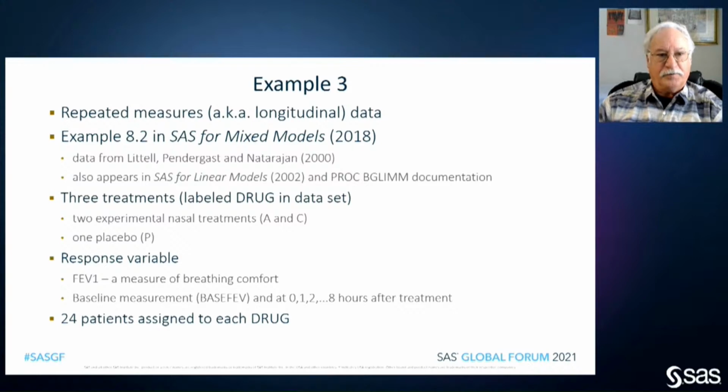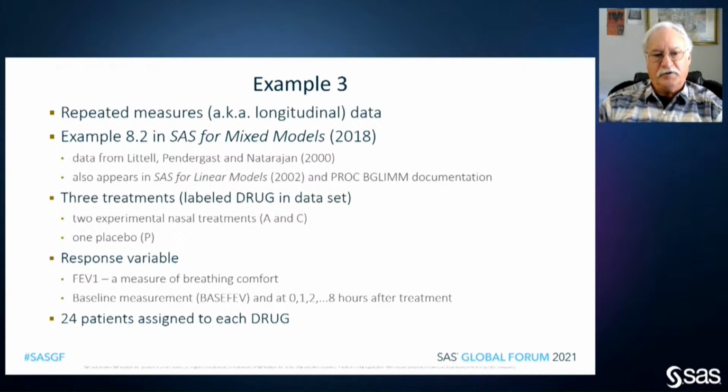Our final example is repeated measures. This was in Chapter 8 of SAS for Mixed Models. The data originally were from an article by Littell, Pendergast, and Natarajan that appeared in 2000. We used it in SAS for linear models in 2002, and it's actually also in the BGLIMM documentation. There are three treatments here. These are actually asthma treatments. So the response variable called FEV1 is a measure of breathing comfort.